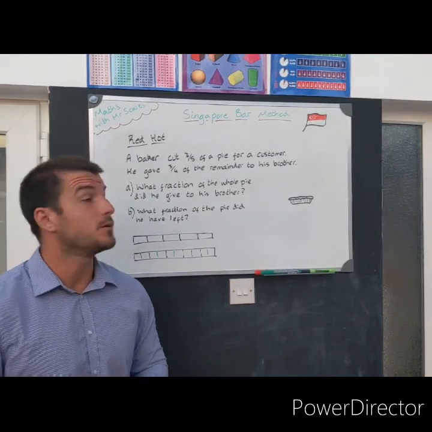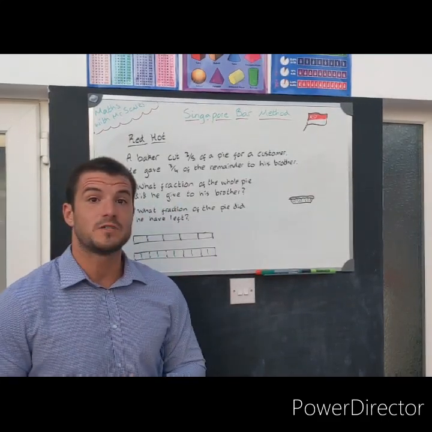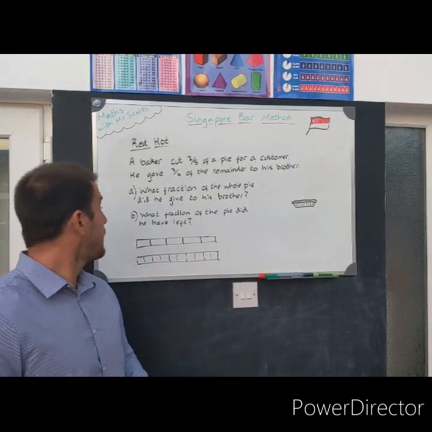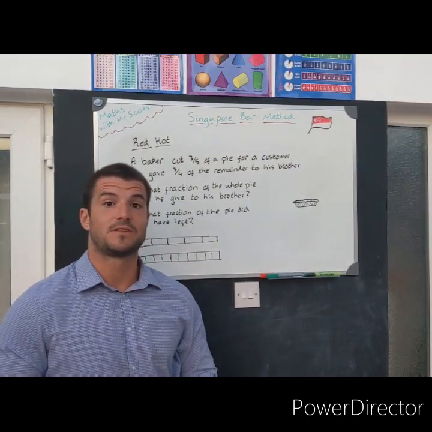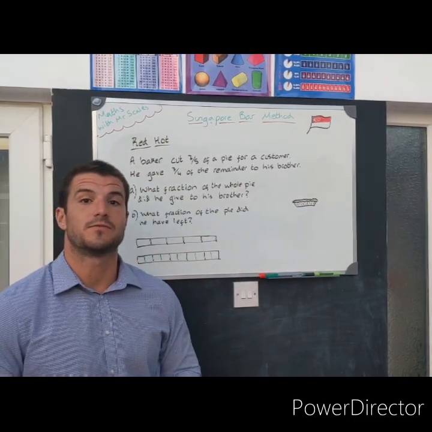There are 2 questions I'm asking you here for the red hot challenge. What fraction of the whole pie did he give to his brother? And also, what fraction of the pie did he have left? Good luck with that one. You'll need to draw a couple of bars because you're given a few different fractions.